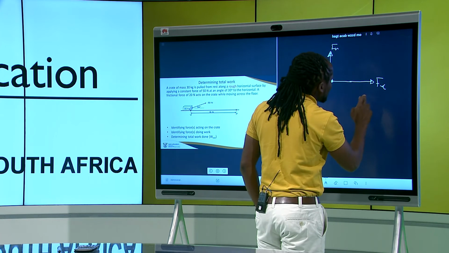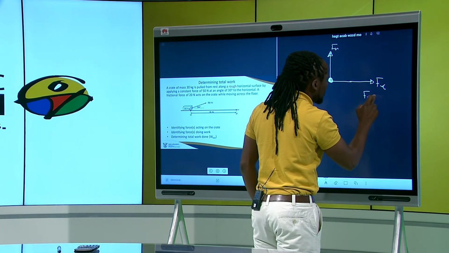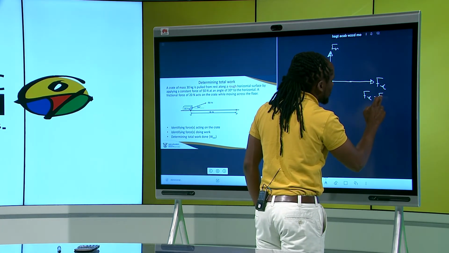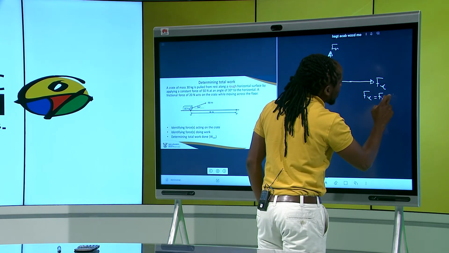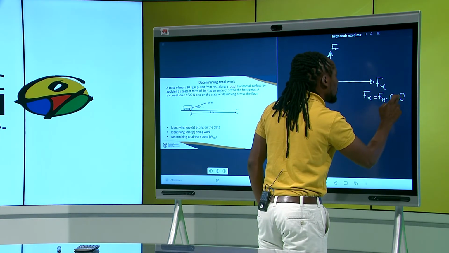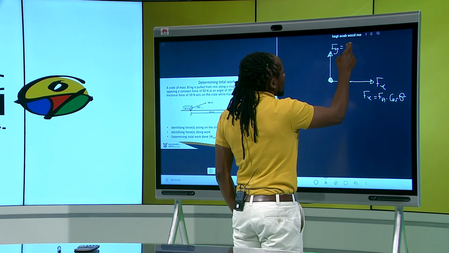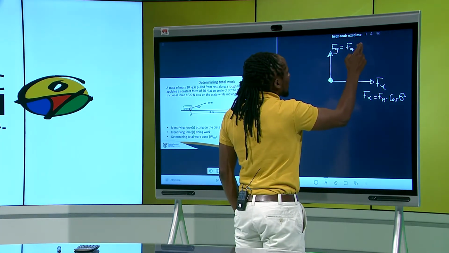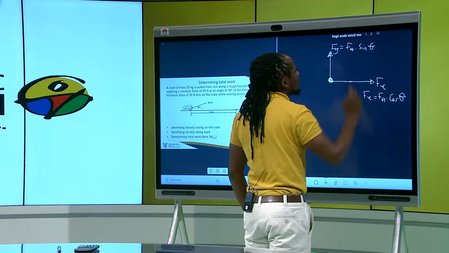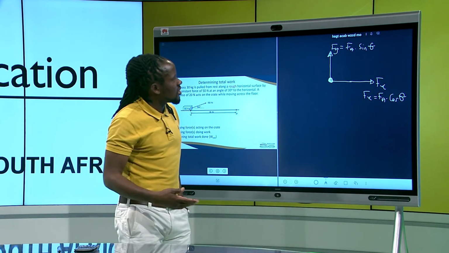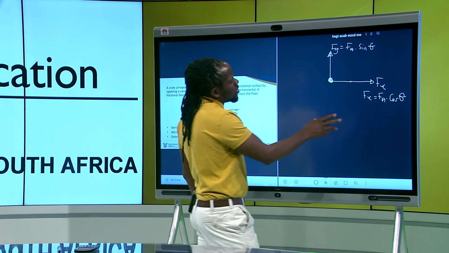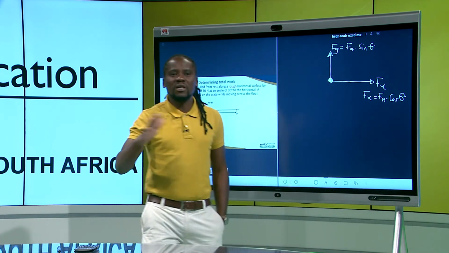Now we know that Fx, from our grade 11, is actually F applied cosine theta from our trig ratios, okay? And then Fy becomes F applied sine theta. These are from the trig ratios that we know from grade 10 and 11. And these formulae, I must indicate, are not given, right?